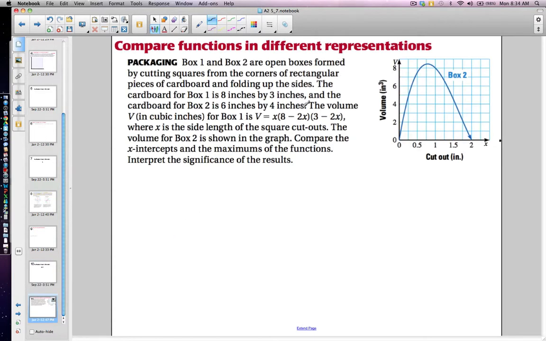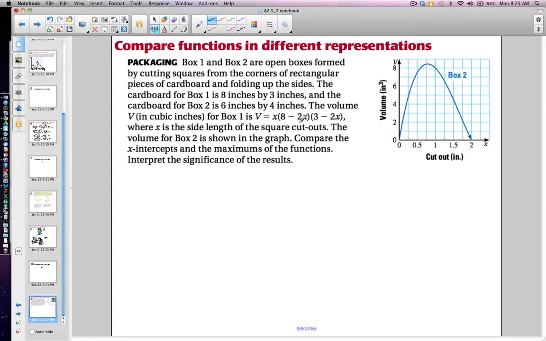So if I want to compare my two equations, I kind of have two choices. I can either try to generate the equation of box 2 from the graph, or I can graph box 1 from its equation. Well, I think graphing box 1 from its equation is first going to be easier, and second, it's going to provide me with a lot more information than if I did it the other way around. I could do this by hand.